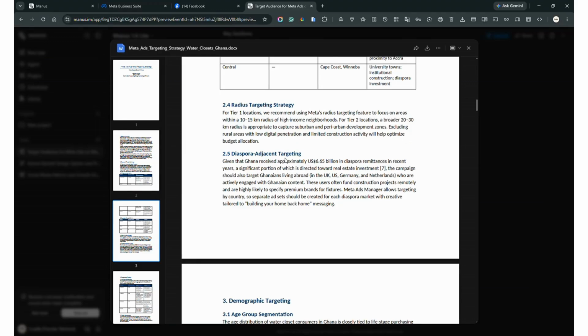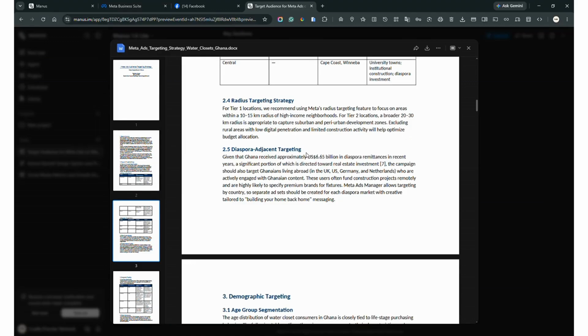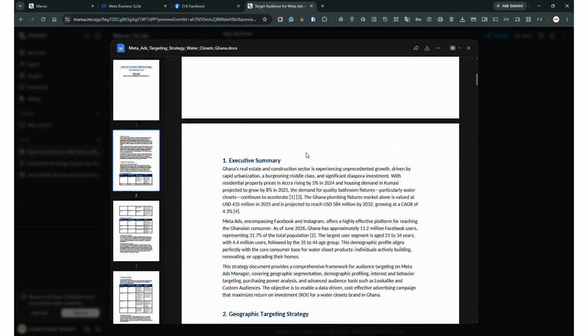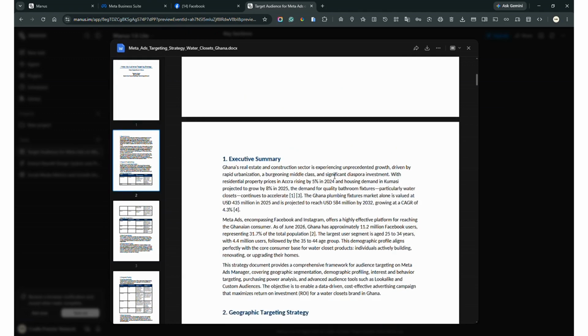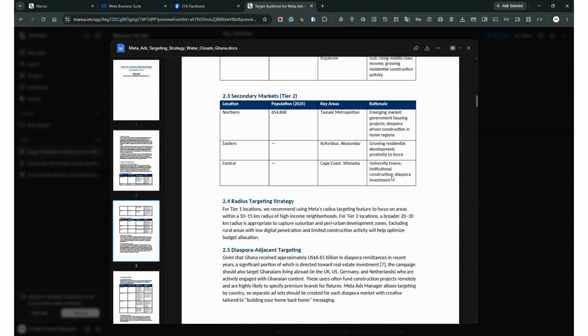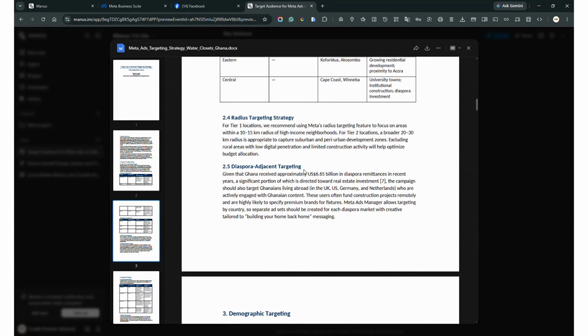We're also looking at diaspora adjacent targeting. Remember from the executive summit, it made mention that diasporans are moving into significant diasporan investment, which means these kind of diasporans are moving into real estate development. And so it says we can actually look at targeting these diasporan areas, basically these Black Americans, when they come, where exactly they stay, you can actually target them, right?